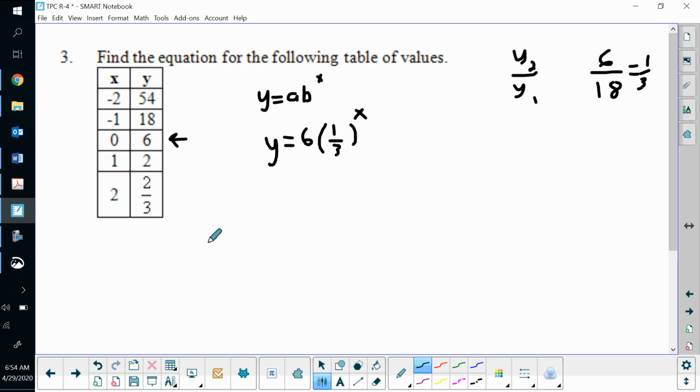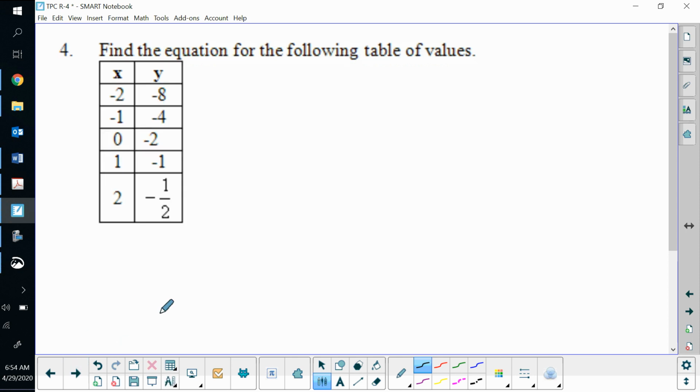Oh, and this is on page 14 to 16. I can't remember if I mentioned that. And we're going to be doing today 3 and 4 we'll do together, and then 5 and 10 will be yours to do on your own.